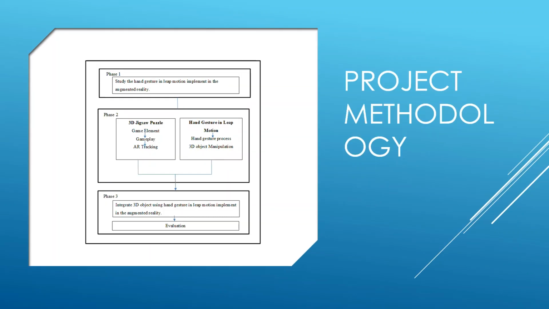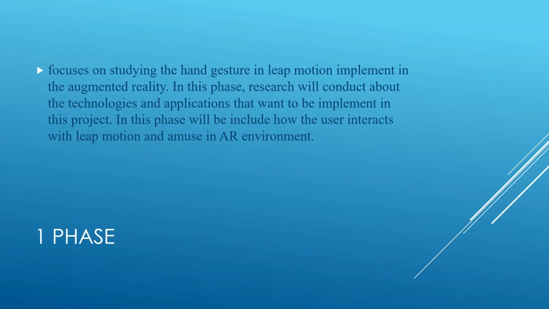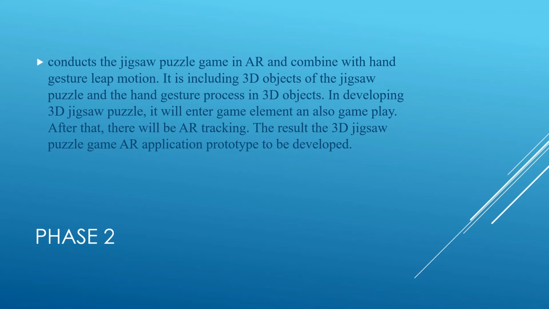Next slide is about methodology. There are three phases. First, for the project methodology, the first phase is focused on studying the hand gesture in leap motion implemented in augmented reality. In this phase, research will be conducted on the technologies and applications that will be implemented in this project. This phase will include how the user interacts with the leap motion and is immersed in the AR environment.